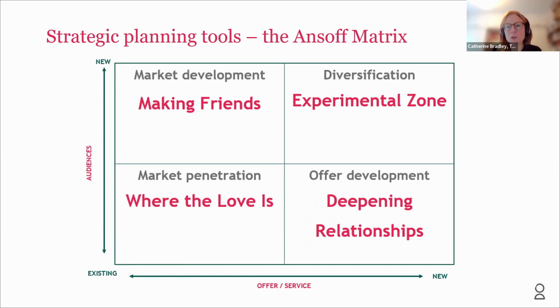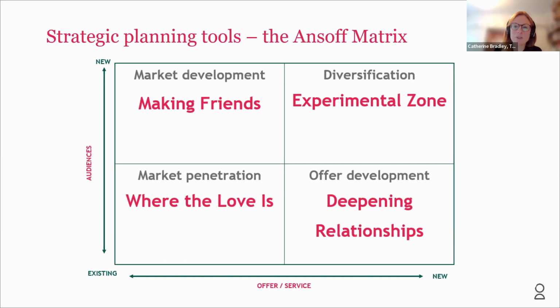And it includes 4 main approaches based on a combination of new and existing audiences and new and existing offers. And when you're planning strategies as part of your audience development plan, really making sure that you've got a good balance across these 4 boxes is absolutely key, and will help to ensure that your organization is both looking after its current audiences as well as thinking about new ones. So I'm just going to go through each of the four sections and talk through what they mean.